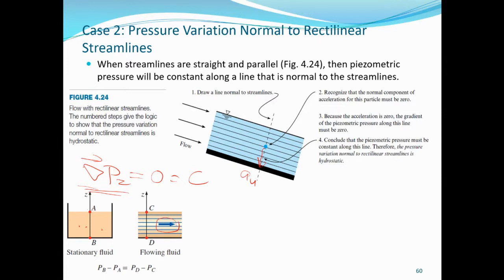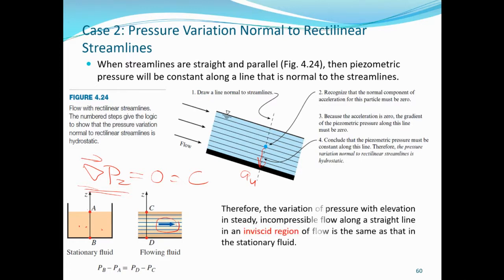That's why sometimes we will talk about the static pressure under the Bernoulli equation. We'll talk about the static pressure, which may be somehow applicable to this case because the piezometric pressure may be viewed as the static pressure in a way. So whether it is static or flowing, piezometric pressure remains constant and the same throughout. Therefore the variation of pressure with elevation along a streamline in an inviscid region is the same as that in stationary fluid.